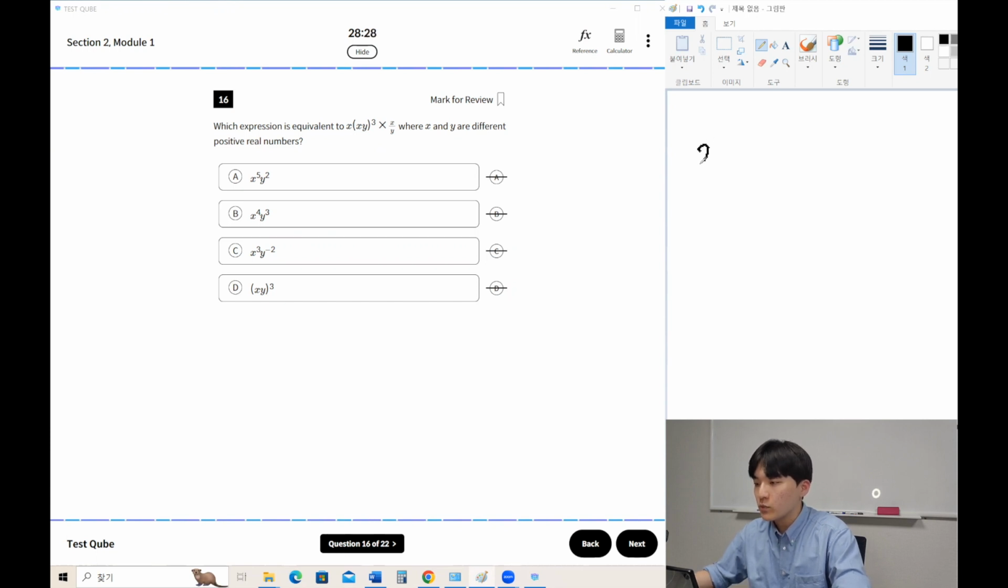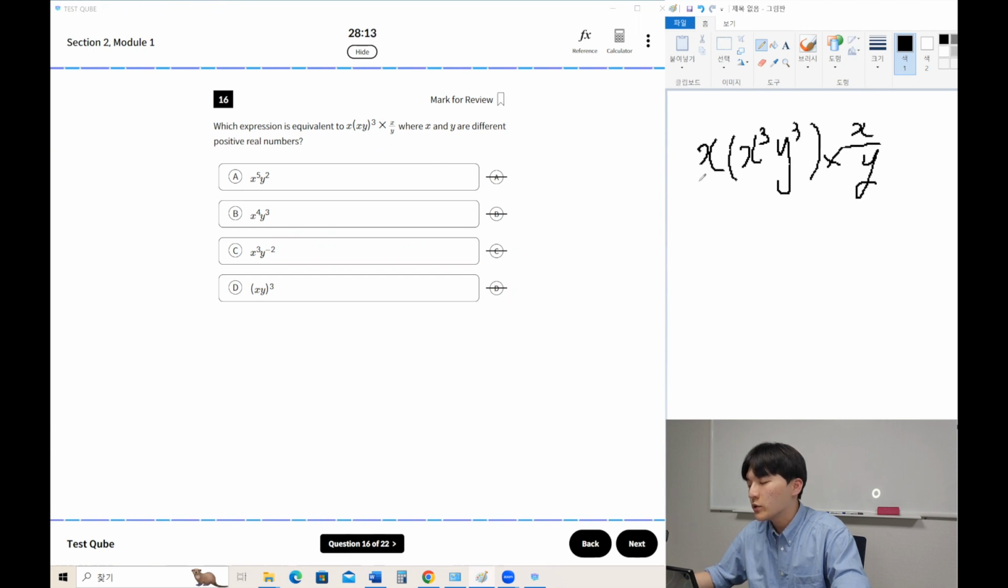So very easily we can work just to make sure that you don't forget about the FOIL. So if we distribute the cube into the xy, then we're going to get x cubed y cubed times x over y. And then, for questions like this, we want to separate the x variables and the y variables and then solve them separately so that we don't make any mistakes.